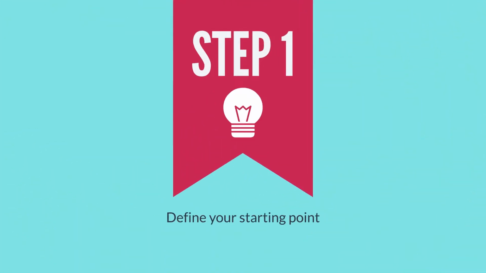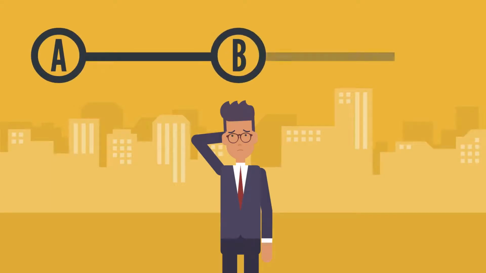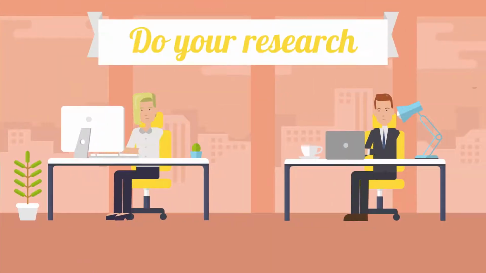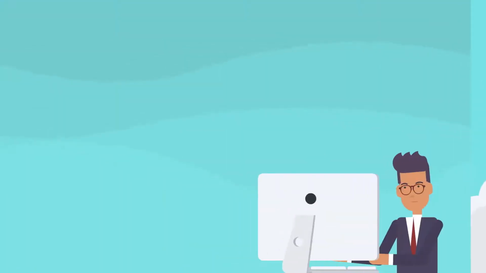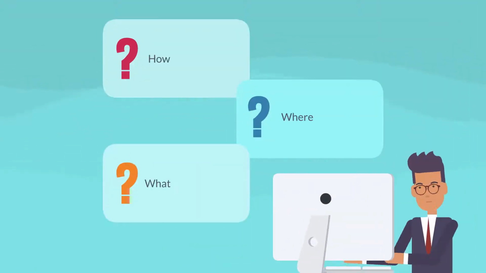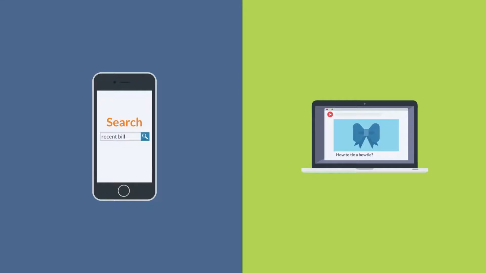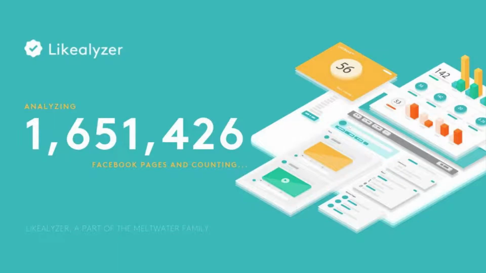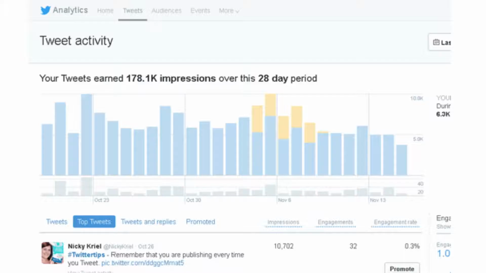Step 1. Define your starting point. Realizing where you're at when it comes to your social media marketing activities should be the very first thing you do. Research your competitors and find out how your business can stand out from them. Conduct a social media audit to check how, where, and with what results you have been communicating up until now. This will help you identify what works and what doesn't. Some tools you can use are Creately Competitors app, Likealyzer, Facebook Analytics, Instagram Analytics, Twitter Analytics.